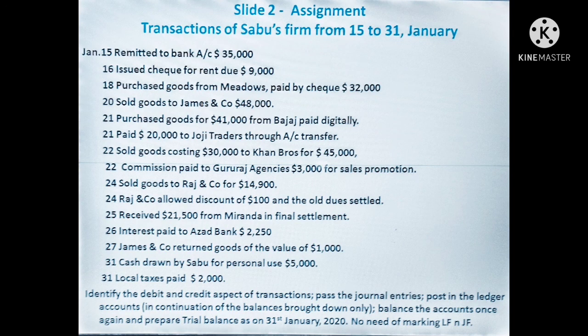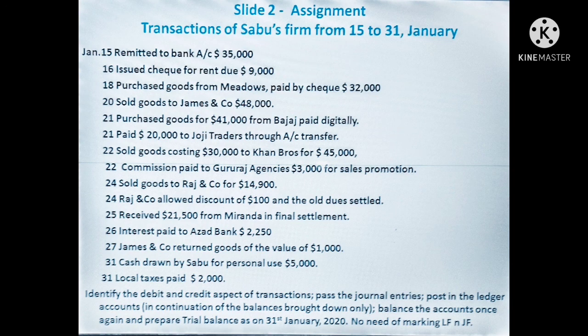Next, on 25, received 21,500 rupees from Miranda in final settlement. Miranda should give us $22,000, giving us $21,500. So cash comes in is $21,500, and we are losing $500 because the account is getting settled. So discount allowed to be debited $500. So entry is cash account debtor $21,500, discount allowed debtor $500, to Miranda $22,000.